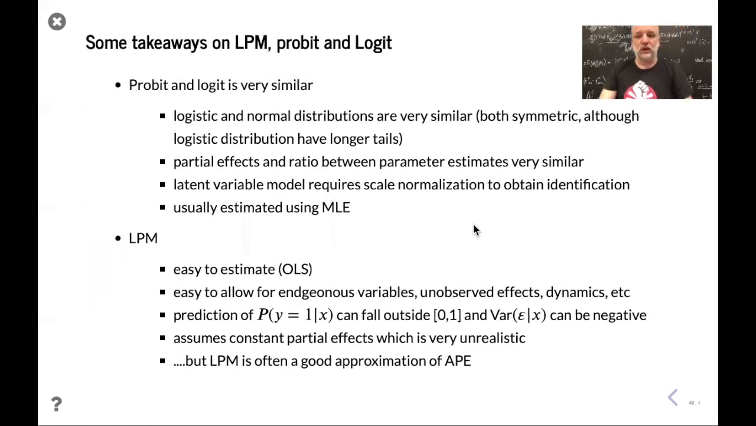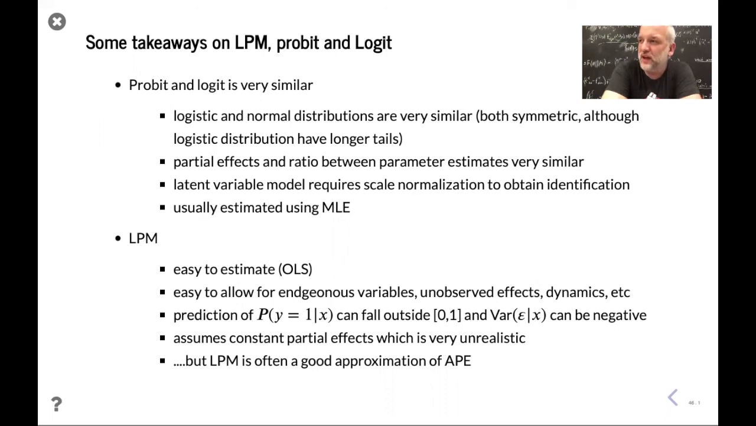Okay, so I'm going to end here with some takeaways for the linear probability model and probit and logit. Probit and logit are really, really similar. The logistic and normal distributions are very similar, as you saw on the graphs, when we scale them the same. Both are symmetric, but the logistic distribution has a little bit longer tails, okay?